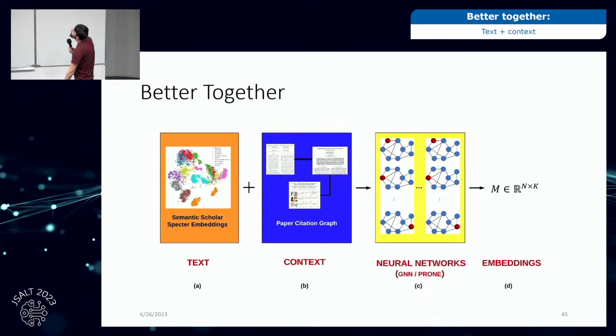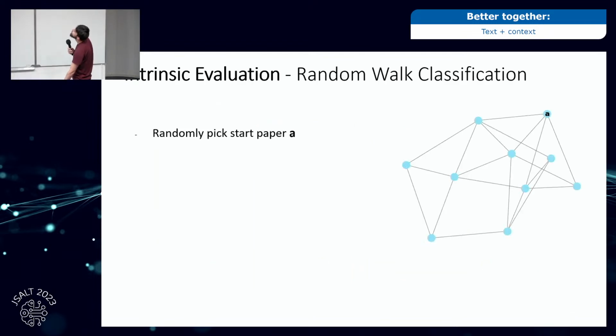Okay, so I'm going to be talking about the middle part of this kind of Neapolitan ice cream that is the Better Together story, and that is context. So I'm going to cover two types of evaluation of context methods. The first is going to be intrinsic, just looking at the graph, and the second is going to be a common downstream task in academic document modeling, which is called local citation recommendation.